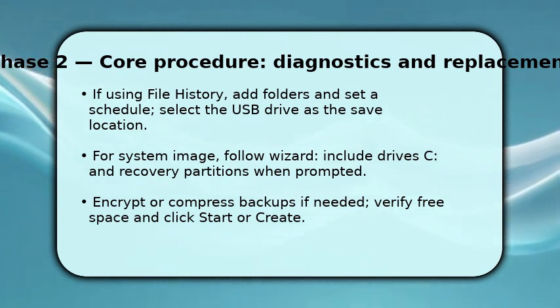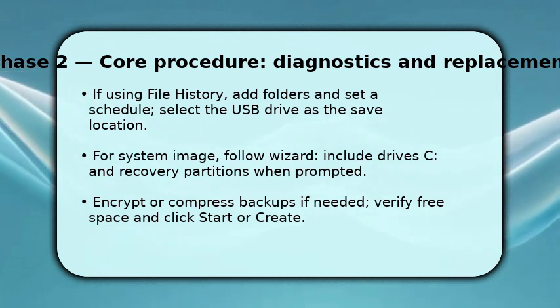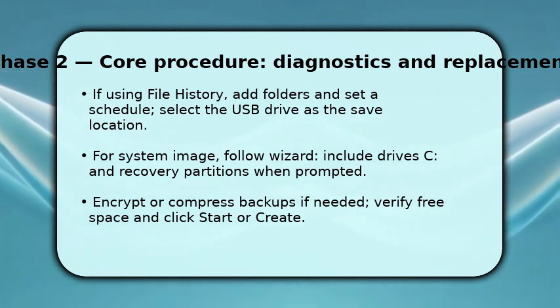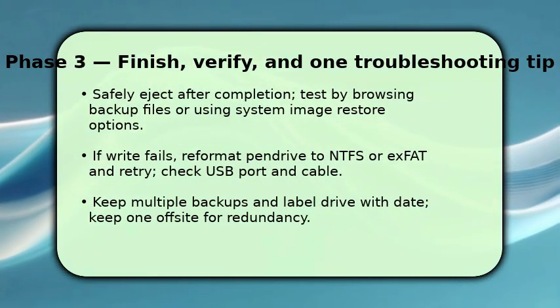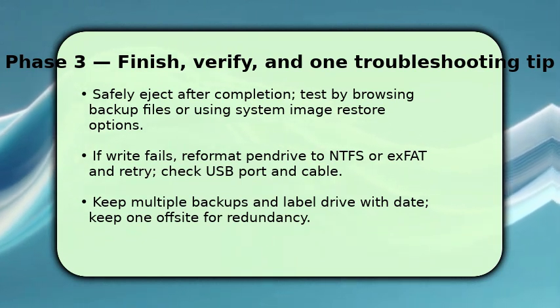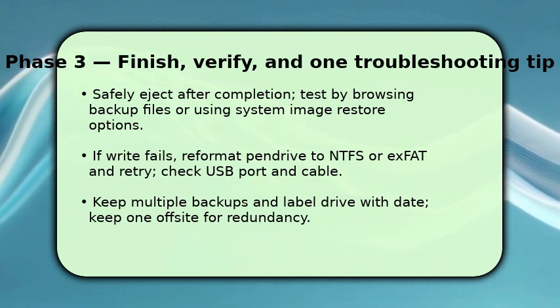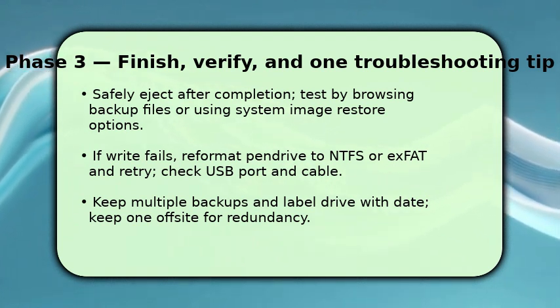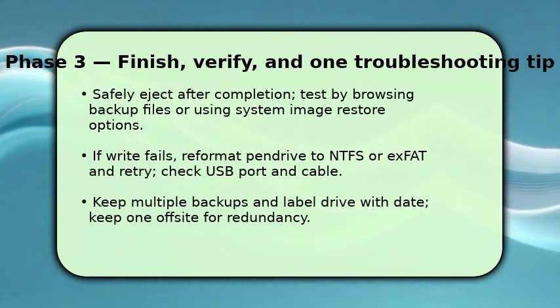Verify the drive has enough free space, then click Start or Create. You should watch progress and note any warnings during the write process. When the backup completes, safely eject the pen drive, then test it by browsing saved files or mounting the system image to confirm integrity. If the operation failed, reformat the USB to NTFS or exFAT and retry. Make sure the USB port provides enough power and try another cable or port.